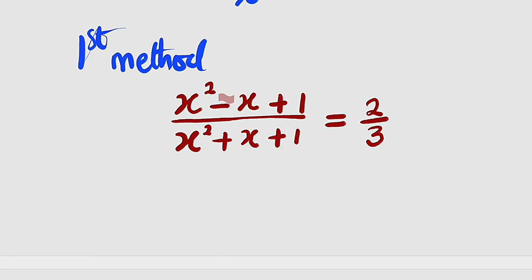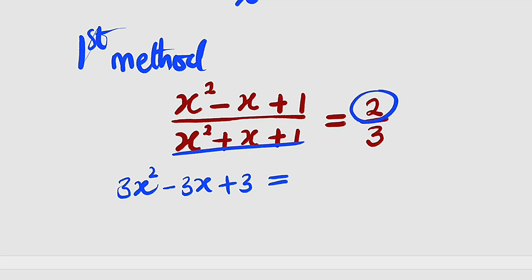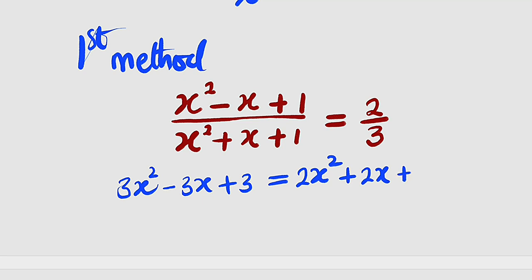All right, so let me take the whole of this and multiply by 3 first. And I take 2 and multiply by our denominator. Let me start with the numerator. To the top, we have 3 multiplied by x squared, which is 3x squared. Then negative 3x, then plus 3. This is equal to, I will now take 2 and multiply all of these terms. 2 times x squared is 2x squared. 2 times x will give us 2x. And finally, 2 times 1 will give us 2.